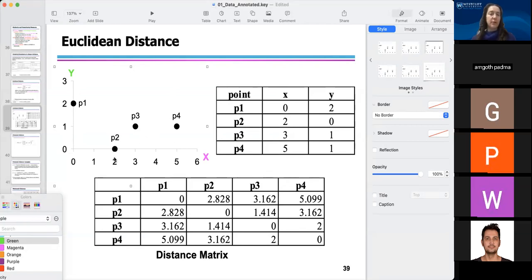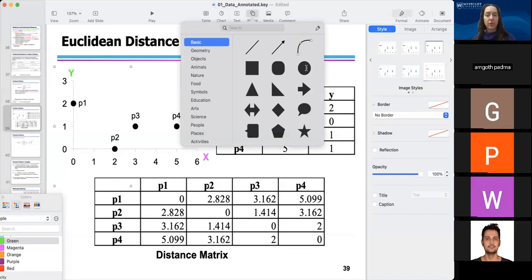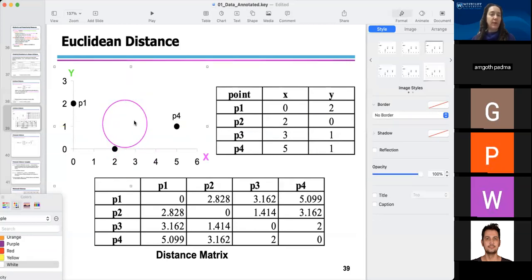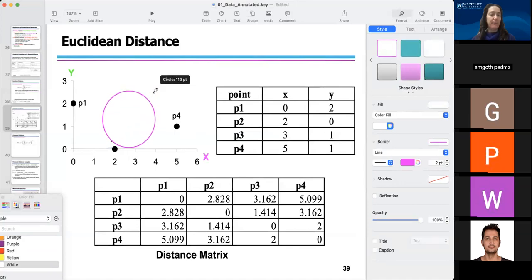So the points that are close to each other are going to be similar to each other, and if there are a lot of points, they're going to end up looking like a circle or a dense spot on the plot.